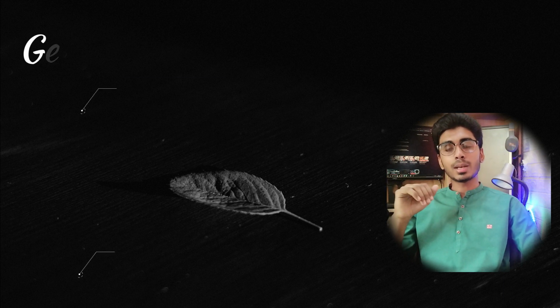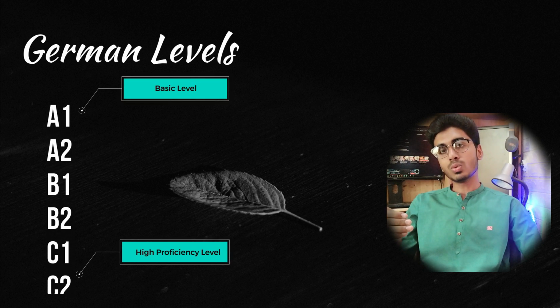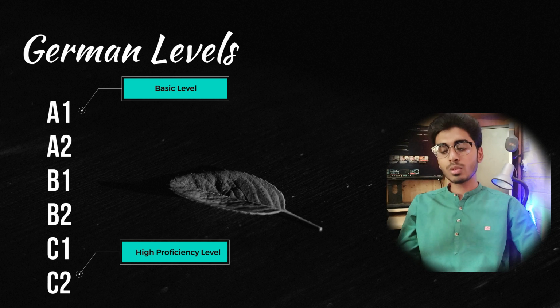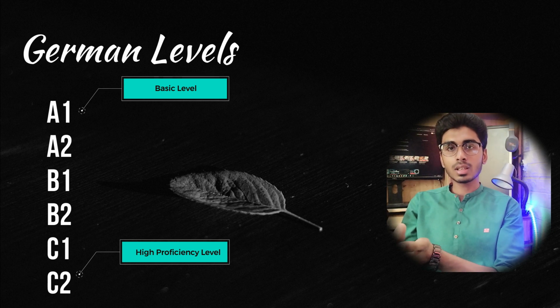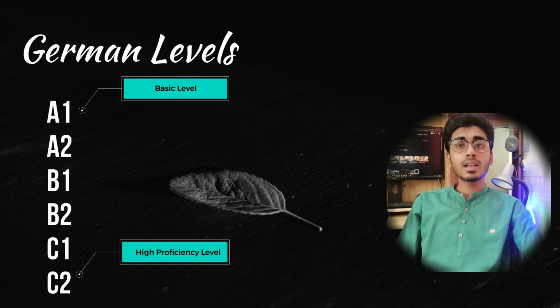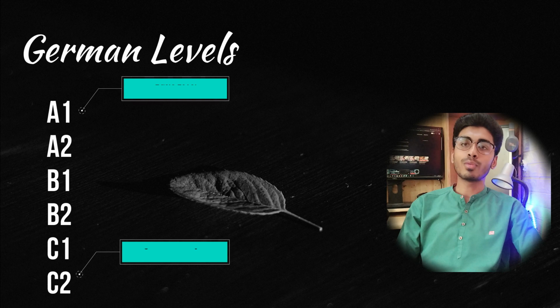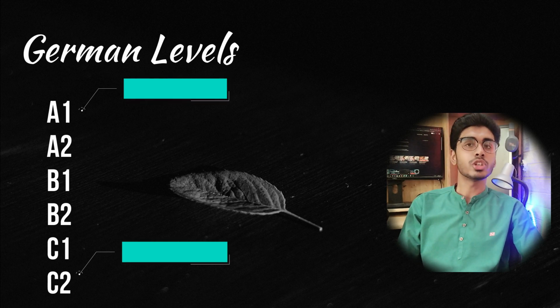German is divided into 6 steps. The first is A1, A2, B1, B2, C1, and C2. We can study it in this series, starting at the A1 level. This is the basic level in German, and step by step we reach the C1 level, which is a high proficiency level in German, right?